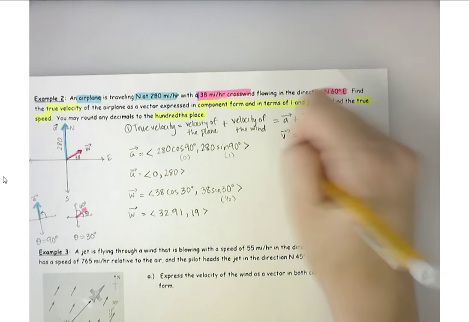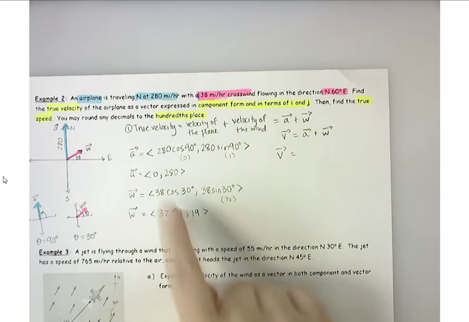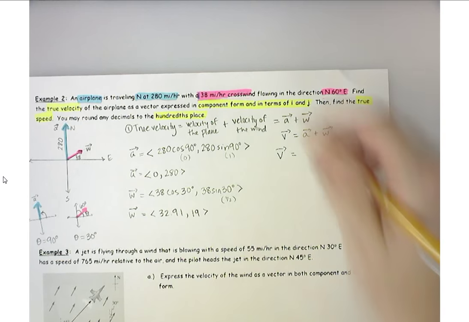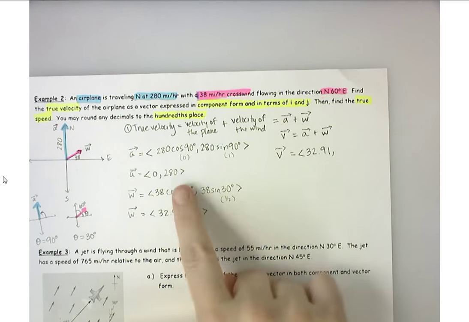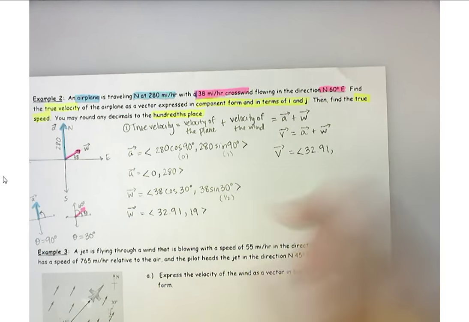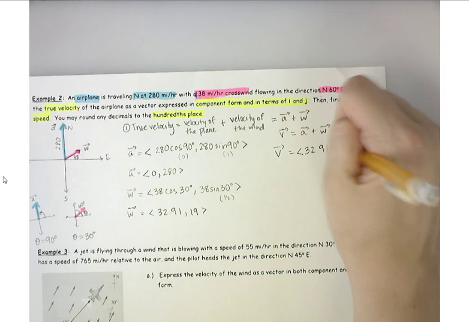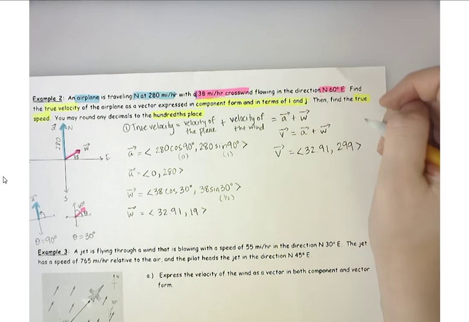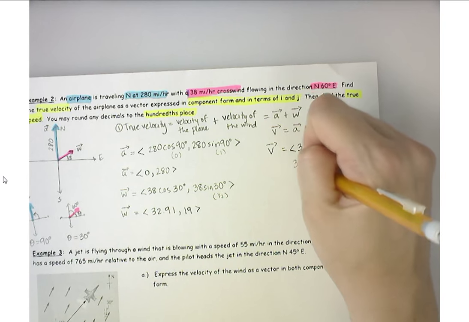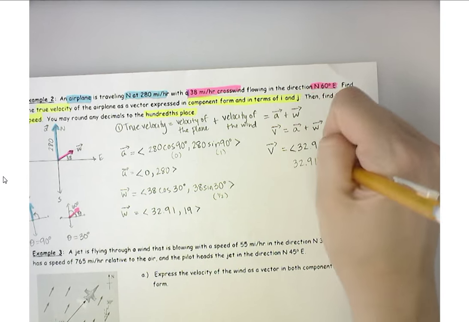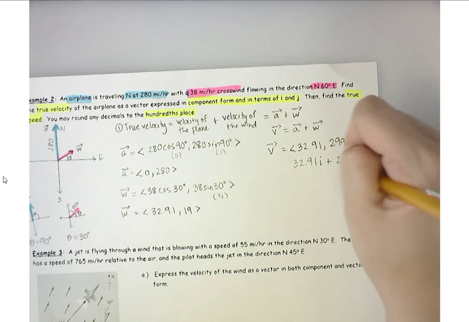Okay, so if I'm adding 0 plus 32.91, I'm going to get 32.91. And then if I'm adding 280 to 19, I'm going to get 299. Okay, now we also have to write it in terms of i and j, so this is going to be 32.91i plus 299j.